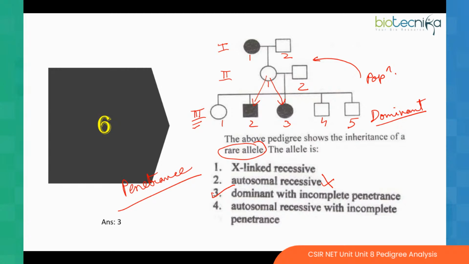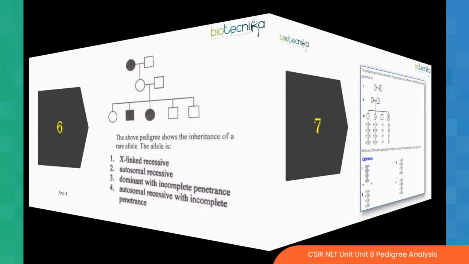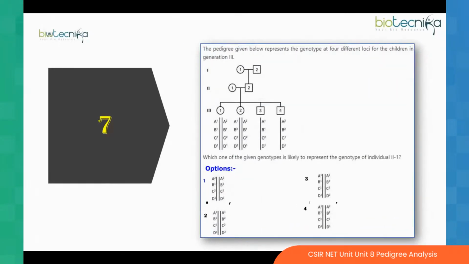All right, everyone. Okay, so I had some other questions also to solve. So this is one last question, let's see before ending the session. So this is a pedigree chart given, and again you see this is information about the genes' location. A, B, C, D genes.